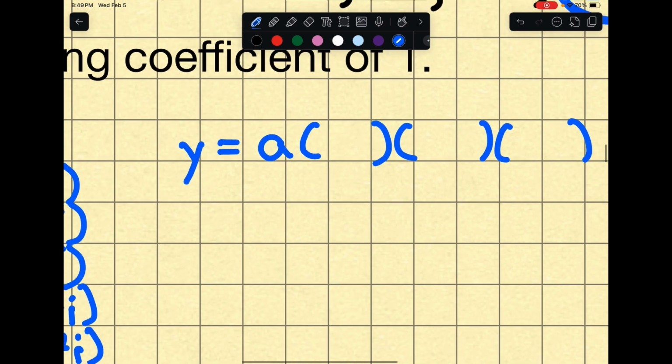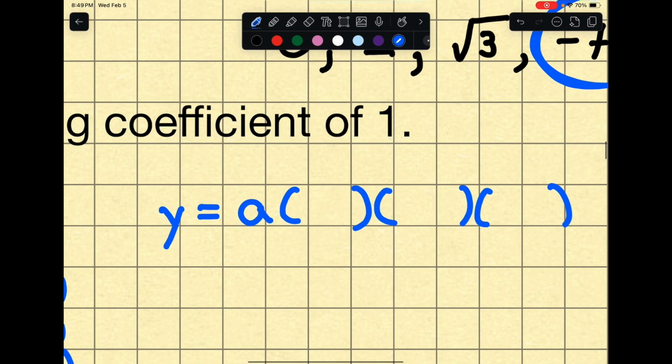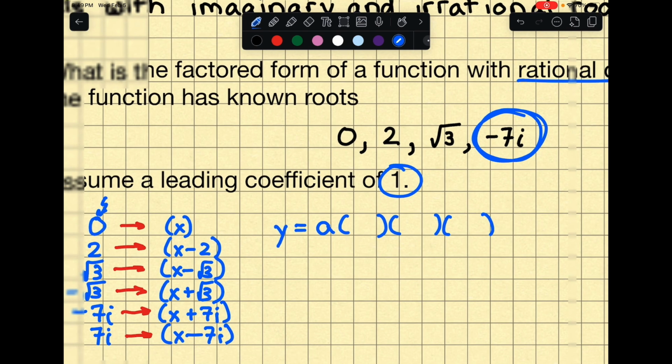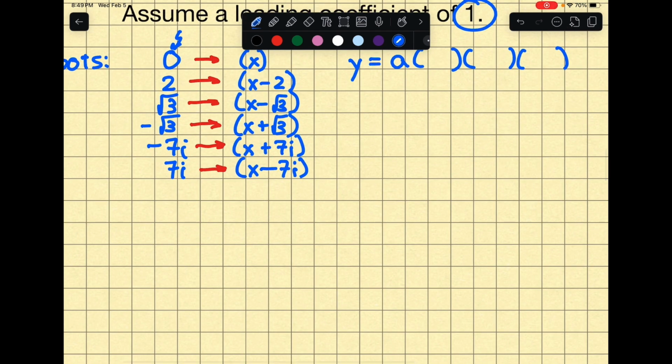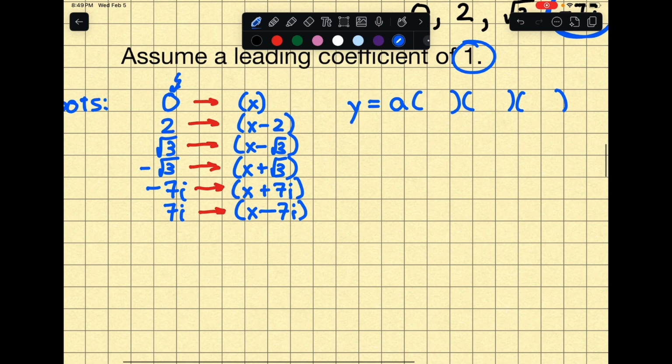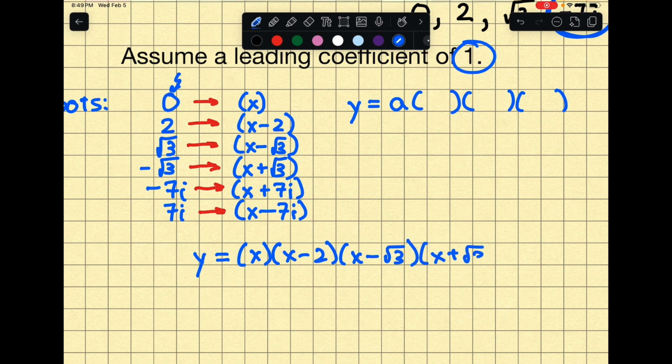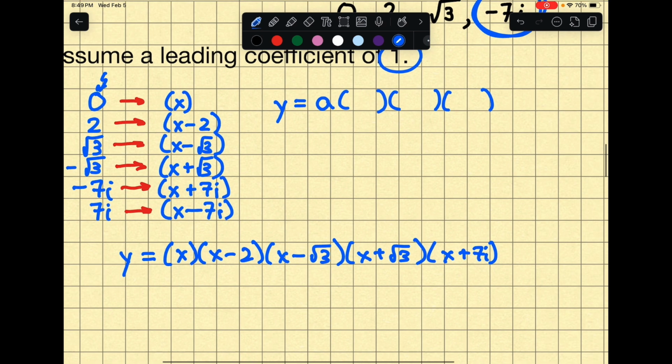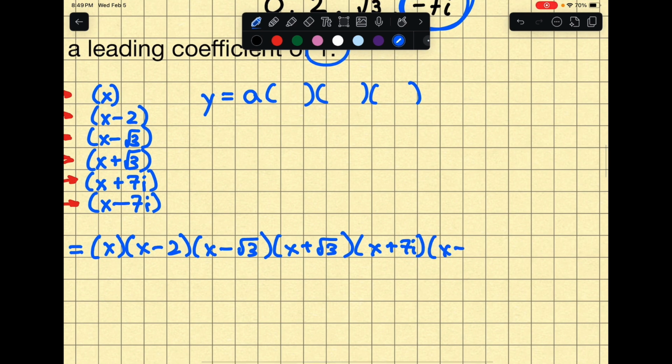Now often we don't know what the leading coefficient is, except we're given it in this problem. We're told we have a leading coefficient of 1. So that gets pretty easy. So the factored form of this polynomial is y is equal to a, which is 1 in this case, times all of these factors: x times x minus 2 times x minus square root of 3 times x plus square root of 3 times x plus 7i times x minus 7i.